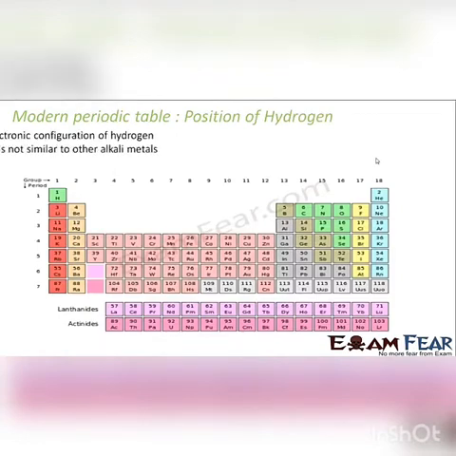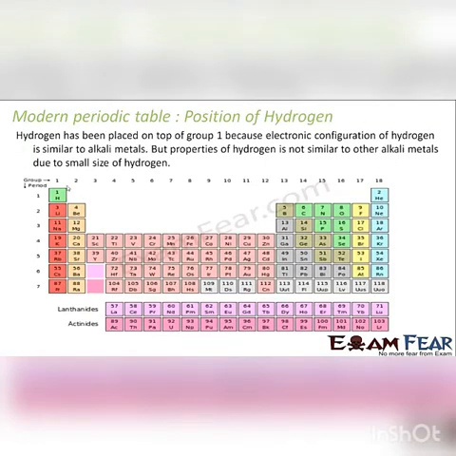So the position of hydrogen, as I told, right? This one is placed here because it has an electronic configuration similar to the alkali metals. And we know that electronic configuration is a critical thing to arrange the elements. So there is no confusion now about where hydrogen should be, right? But actually, if you see, hydrogen is a non-metal, the green ones are the non-metals, and it is placed with a metal. Right? Hydrogen is placed with the alkali metals, but the properties of hydrogen are not similar to alkali metals because it's very small in size.